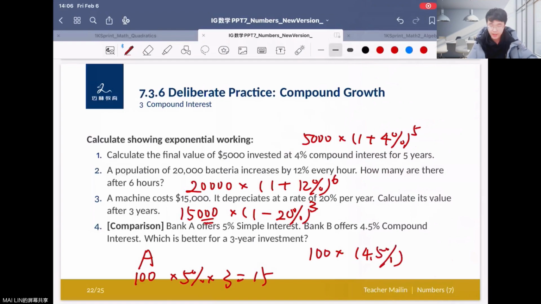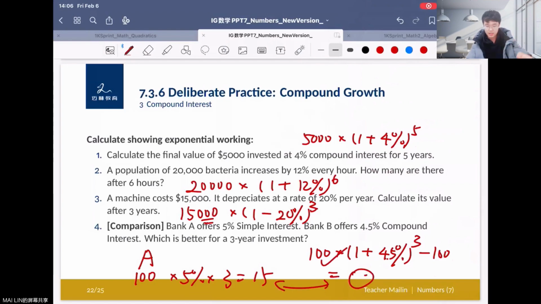1 plus 4.5%, right? But it has to be for 3 years. So this is the first year's total amount, and then you put a cube on the power. So you get the total amount after 3 years. Minus 100, you will get the money you gained. Okay, so you can make a comparison right here. You'll find that Bank B gives a higher return.